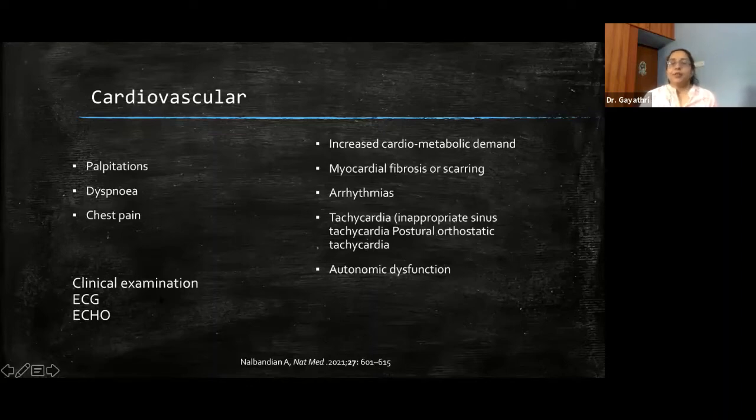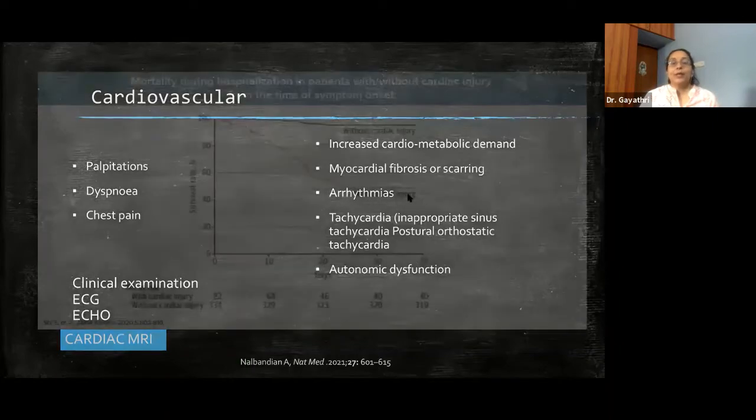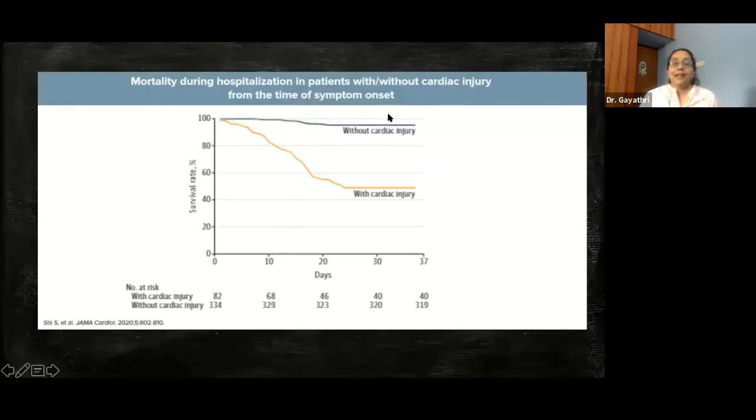So in these patients, we have to do a thorough clinical examination. ECG is a must, and echo also is a must. And we have to know something more about this new entry into our anesthesia armamentarium, which is called cardiac MRI. So here is one study which has been done in patients who were having cardiac injury and patients without cardiac injury. And it has been seen that the survival risk in patients who are having cardiac injury is much, much less when compared to patients who were not having cardiac injury when they were admitted in hospital with COVID-19.